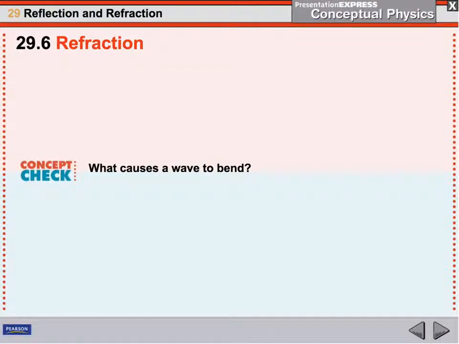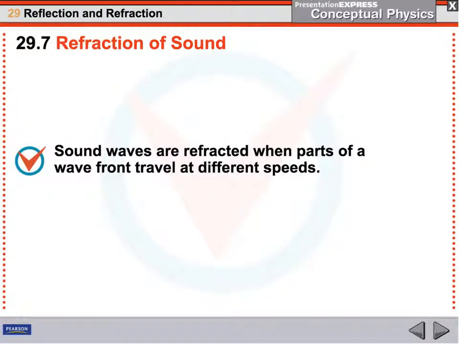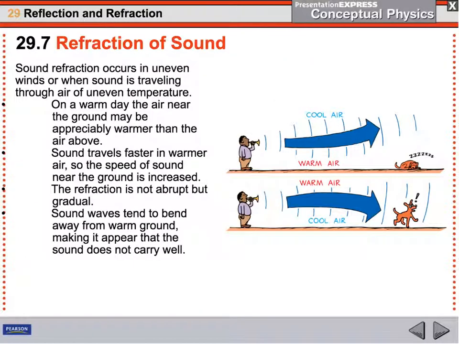What causes a wave to bend? Sound waves are refracted when parts of the wave front travel at different speeds. Sound refraction occurs in uneven winds or when sound is traveling through air of uneven temperatures. On a warm day, the air near the ground may be appreciably warmer than the air above. Sound travels faster in warmer air, so the speed of sound near the ground is increased. The refraction is not abrupt, but gradual. Sound waves tend to bend away from warm ground, making it appear that sound does not carry well.